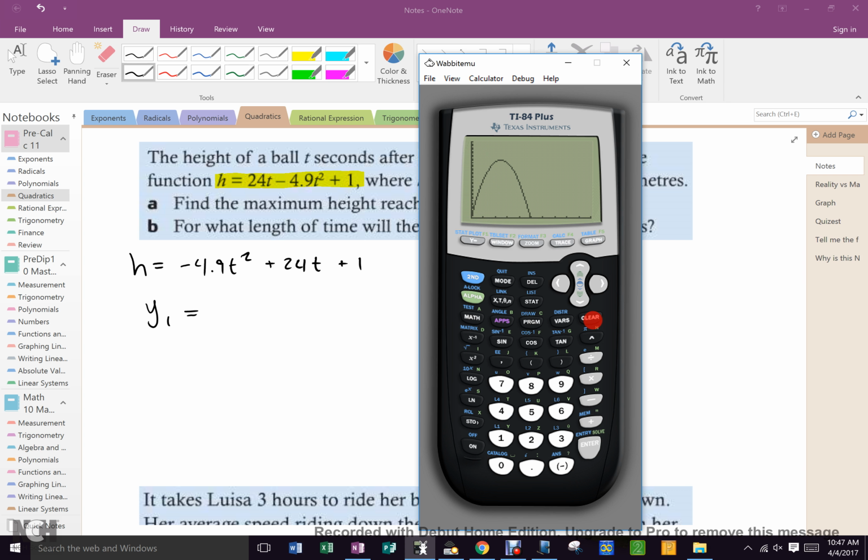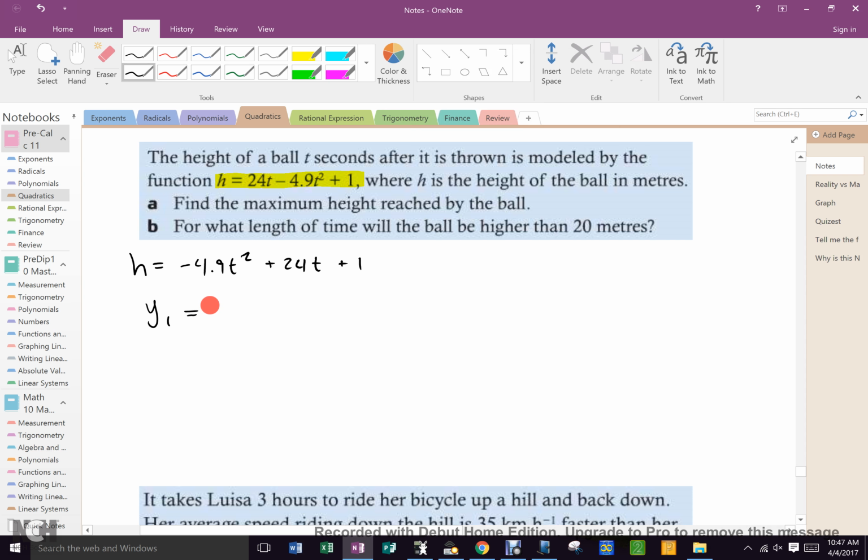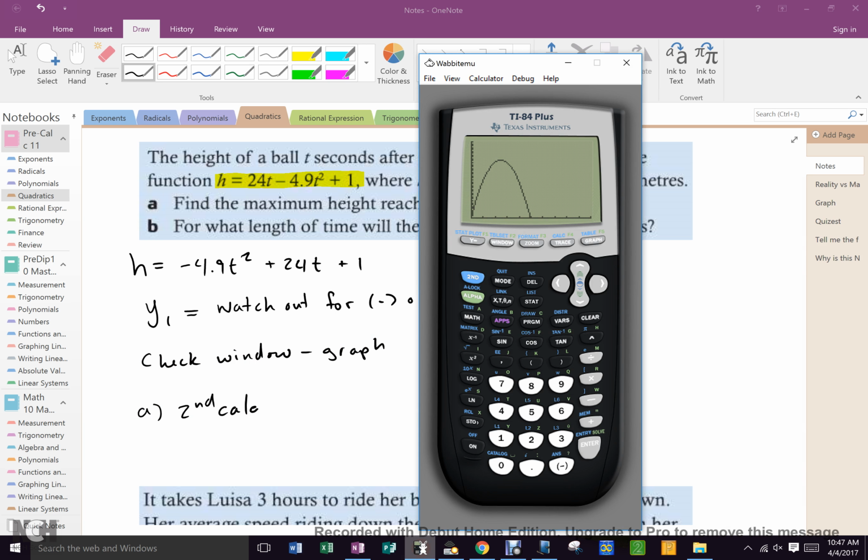So I enter this in my calculator. Watch out for negatives, for negative or subtraction. Then I check my window. Then graph. Now, I want the maximum height for the ball. So that's second calc. Now, can I use the value feature today? No, why? Because this math was so hideous, we didn't bother finding our Vx, did we?